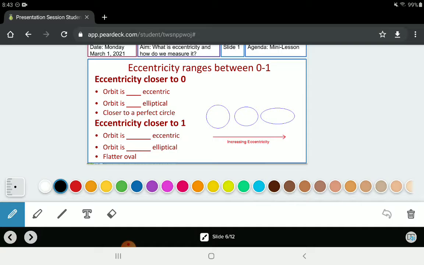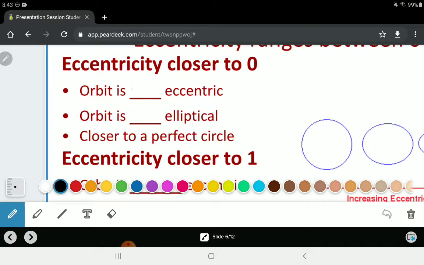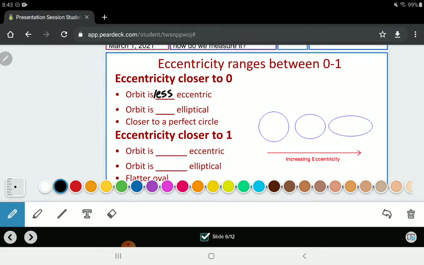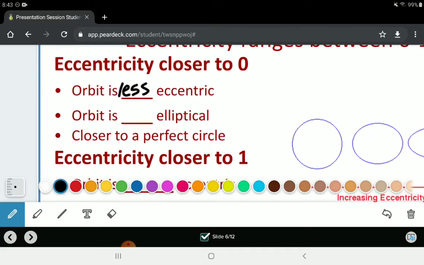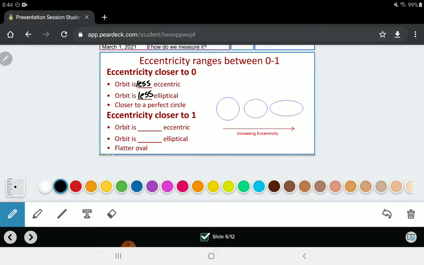So eccentricity ranges between 0 and 1. The only possible values for eccentricity are between 0 and 1. If the eccentricity is closer to 0, it is less eccentric. The more eccentric something is, the more oval-shaped it is. If the eccentricity of a planet or other object is close to 0, the orbit is less eccentric, and it is closer to a perfect circle.